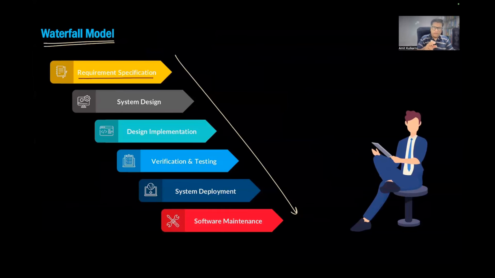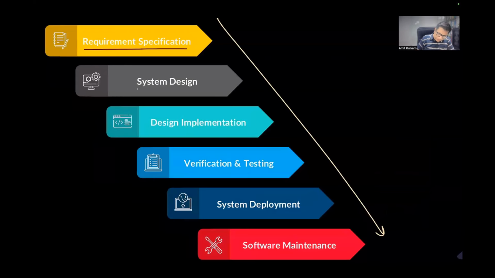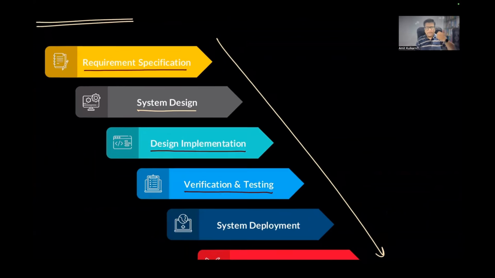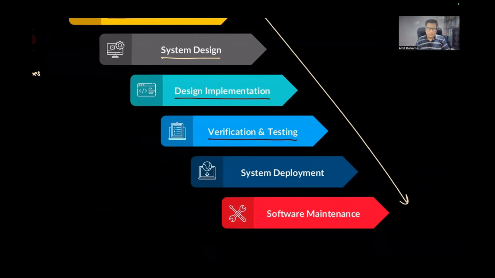Here in waterfall, it's called requirement specification. Then comes the designing. It's called the system designing. So earlier what we said designing, here it is called a system design. Then it comes to design implementation, which means programming or building or developing an application. Then it comes to verification and testing, where the application will get well tested, as I mentioned earlier. So testing in SDLC, here it's called verification and testing.